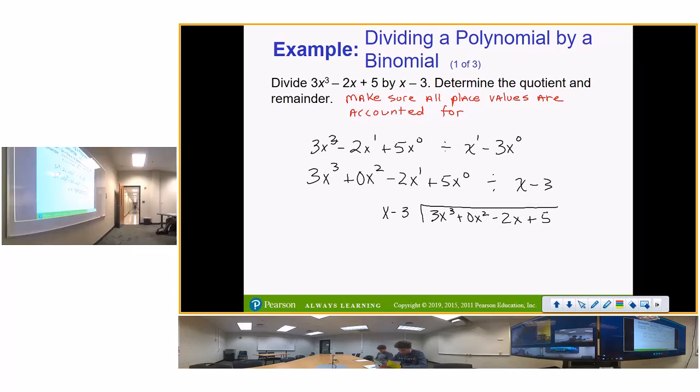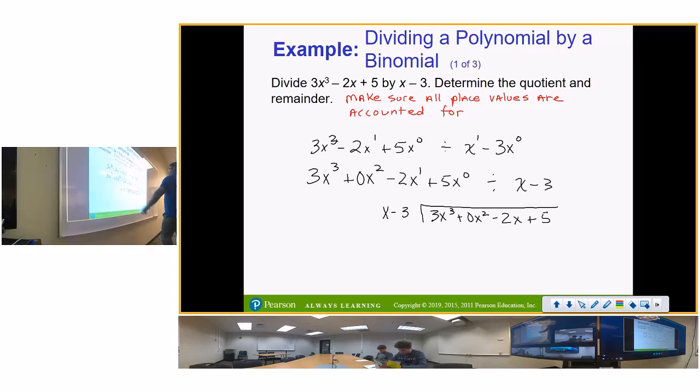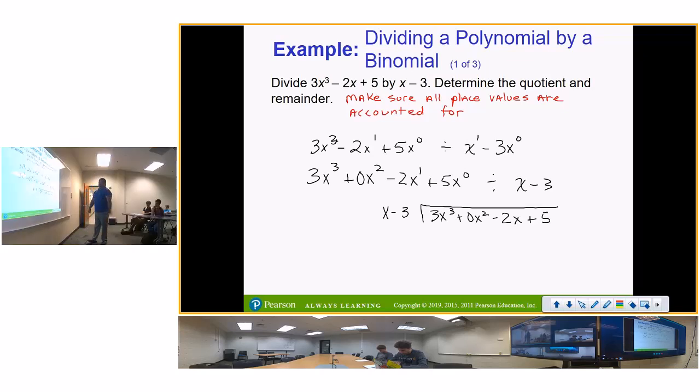Now, some people leave blanks, and that's fine. That's just splitting hairs. I don't care if you leave a blank or if you put in a 0x term. The reason I like 0x terms is when I was a student, I would forget that there was a blank there. And that's why I use 0x terms.